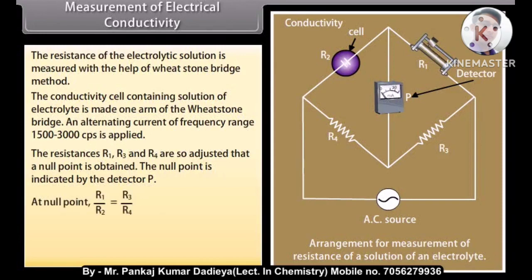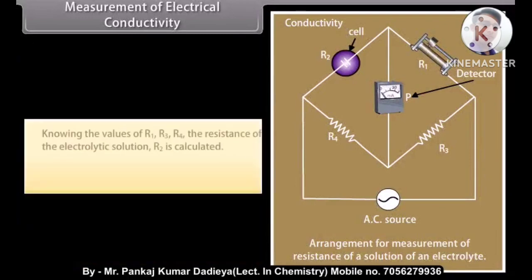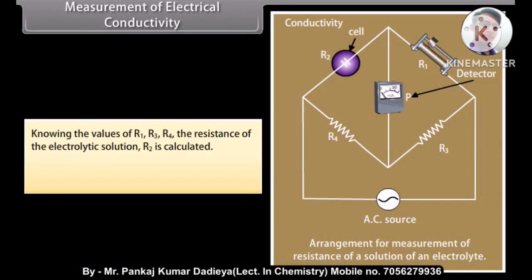At null point, R1 upon R2 is equal to R3 upon R4. R2 is the resistance of the electrolytic solution. R2 is equal to R1 multiplied by R4 divided by R3. Knowing the values of R1, R3, R4, the resistance of the electrolytic solution R2 is calculated. The reciprocal of R2 gives the conductance of the solution.